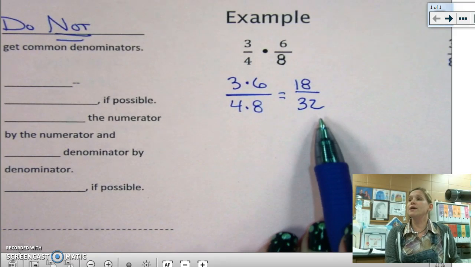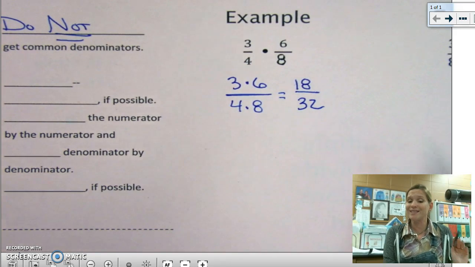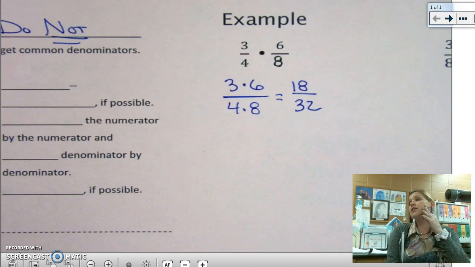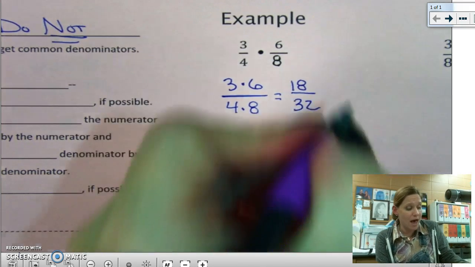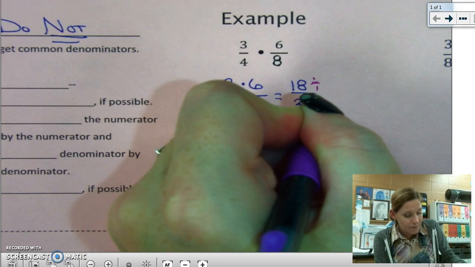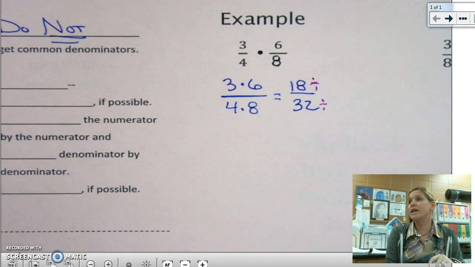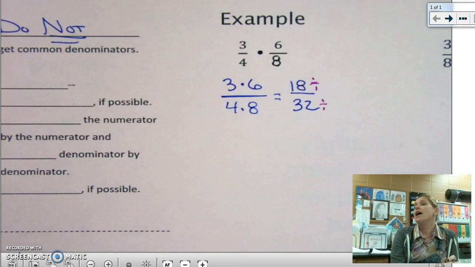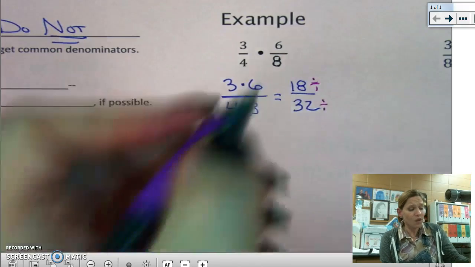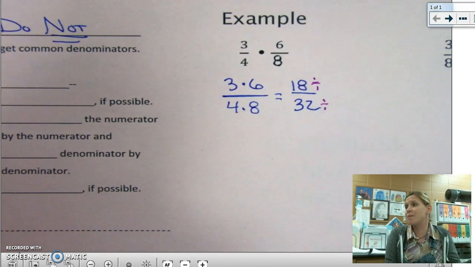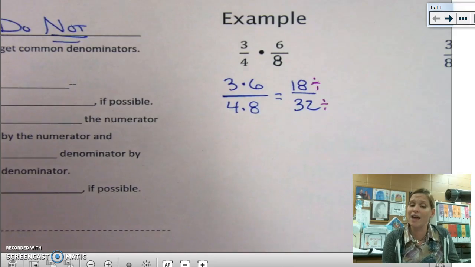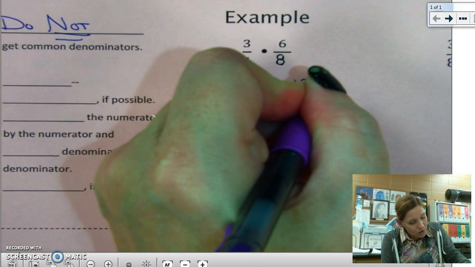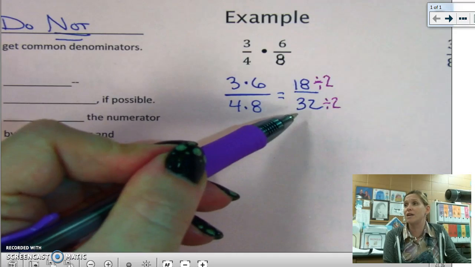The only problem with this final answer: it is correct, however, it's not in simplest form. So the last thing you'd have to do is think about how to simplify that. What can I divide 18 and 32 by? I can make those little factor charts and go 1 times 18, 2 times 9 if I need to. Or you just look at it and get started. It might not be the greatest common factor, but it might be a common factor that works. So I'm just going to pick the number 2 because I see that both these numbers are even.